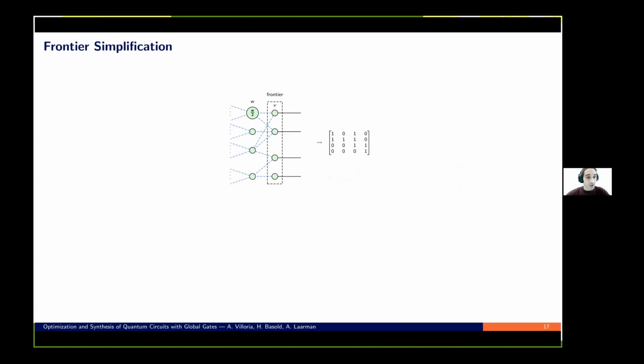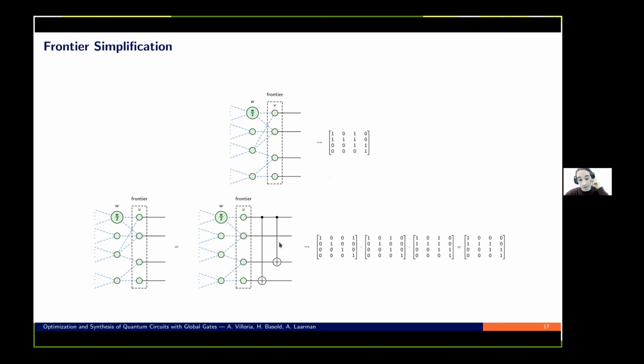So let me just quickly show you how one does the frontier simplification part, how you can represent it as binary matrices. So basically what you do is take the adjacency matrix of the frontier vertices, which are the rows, and then its neighborhood, which are the columns, and you put a 1 in the case that there's an edge.